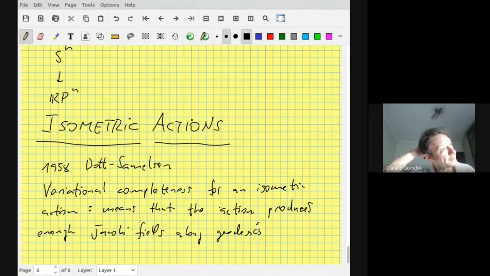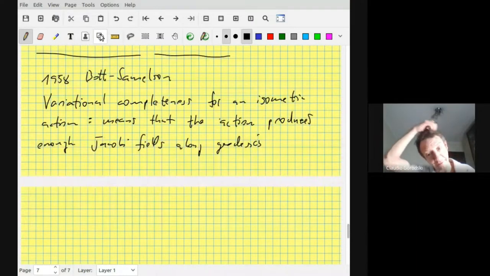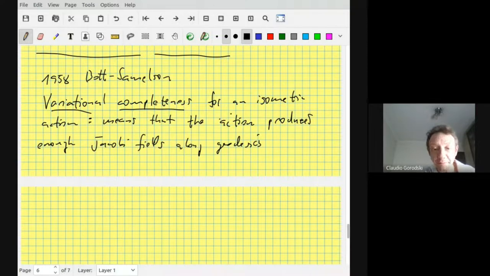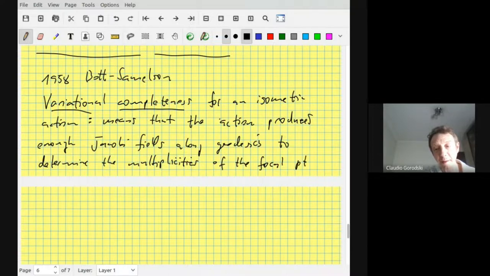Remember that if you differentiate the action, you get an action of the Lie algebra. The Lie algebra acts by Killing fields, right? And a Killing field restricted along the geodesic is a Jacobi field. Variational completeness means that we get enough Jacobi fields from the action, enough to determine the multiplicities of the focal points to the orbits.